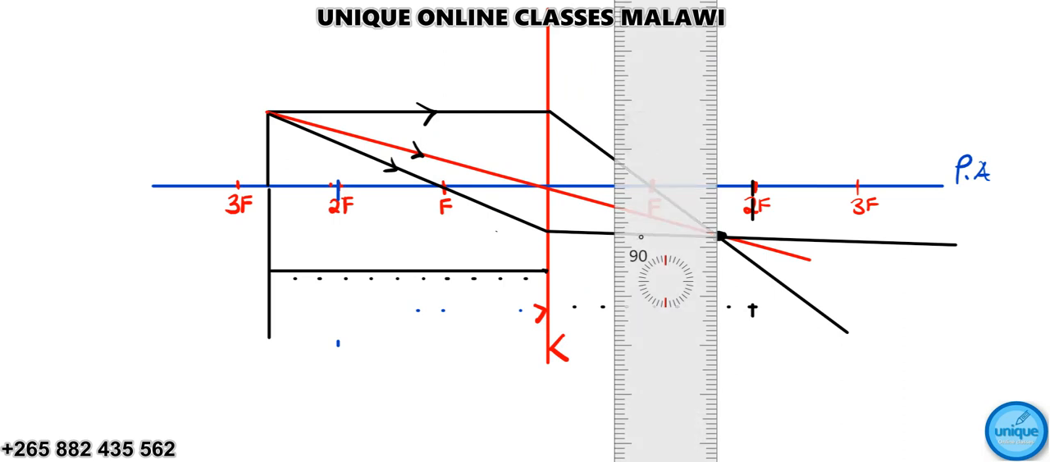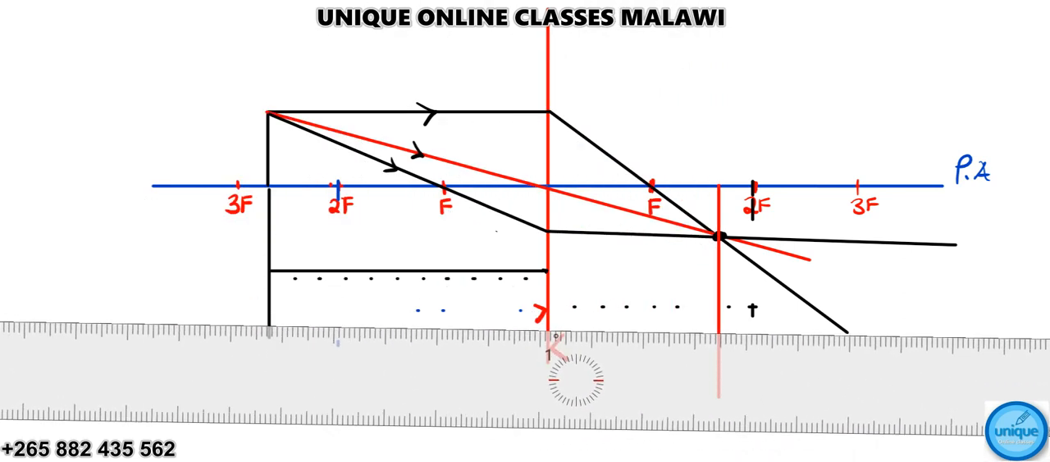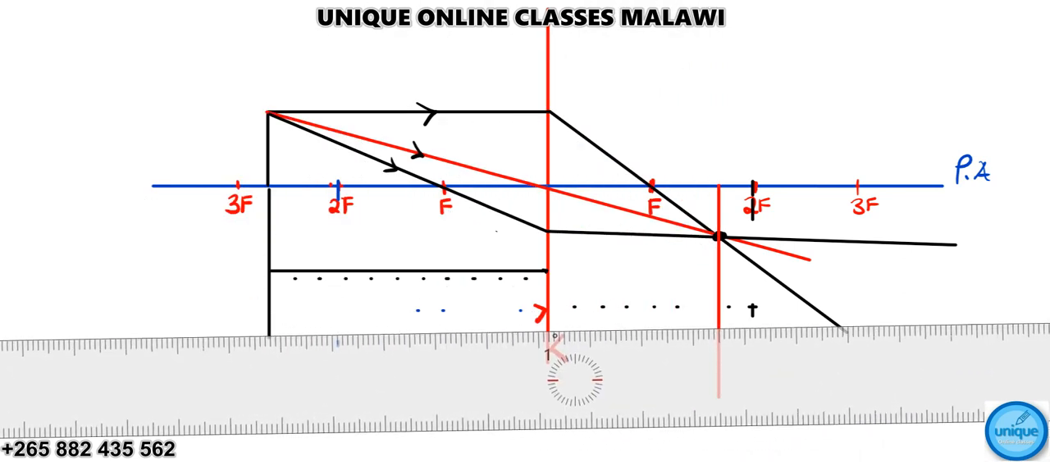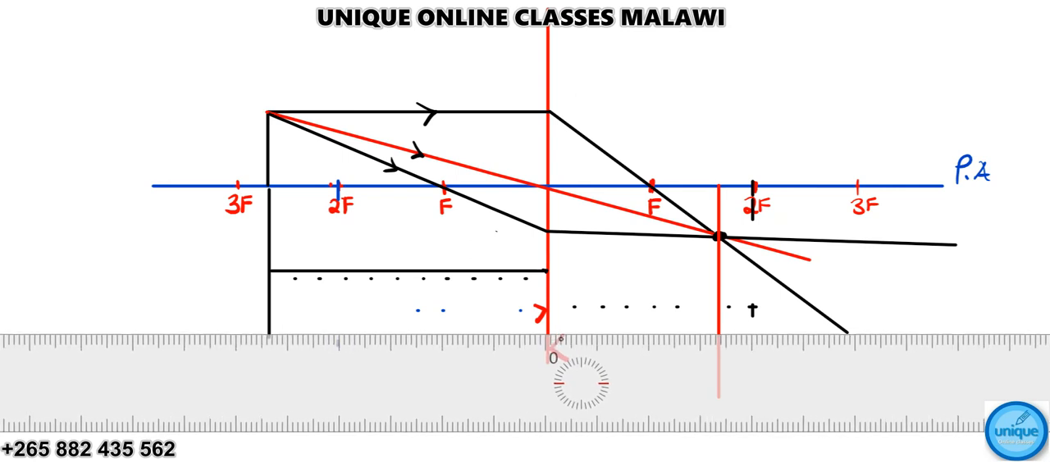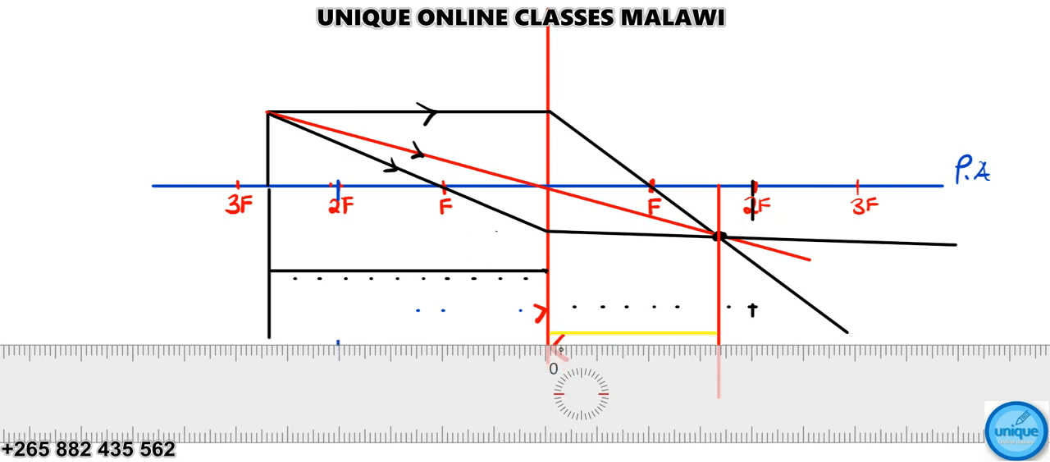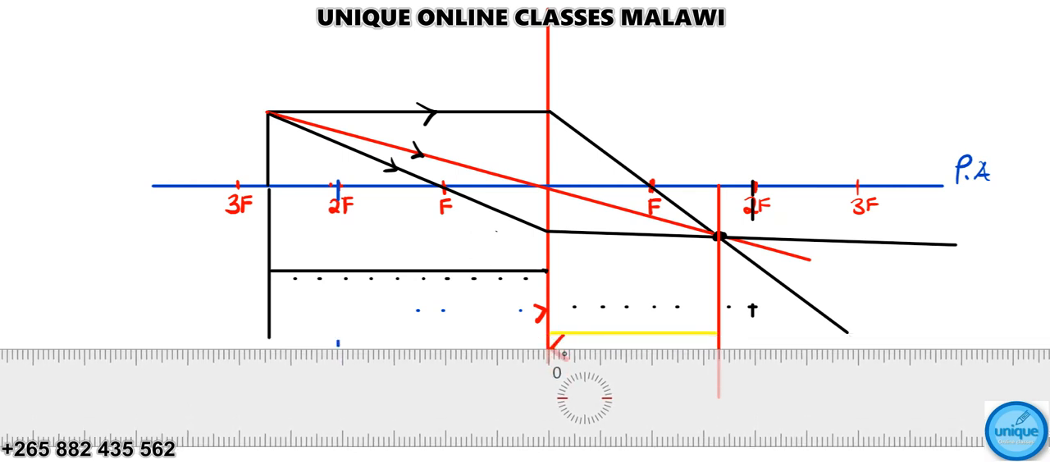So let's measure there our image distance. Let's count together. We take another color. We take yellow. So we have 1, 2, 3, 4, 5, 6.5.